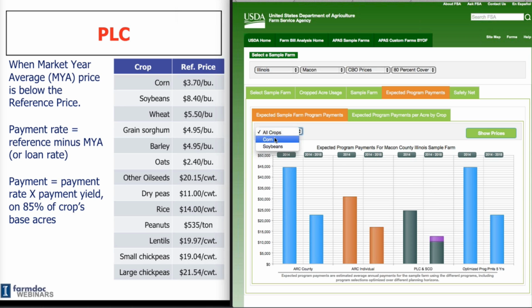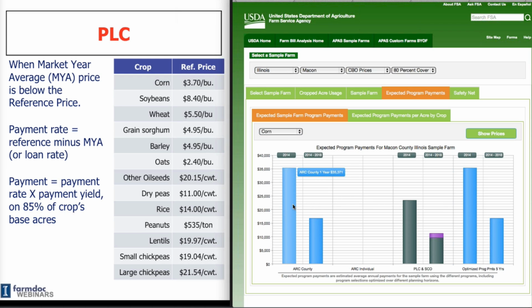We can break it down by corn. So in corn, we're expecting pretty large payments for ARC County in 2014. Then these are the average for 2014 through 18. Coming over here, this is price loss coverage. ARC Individual goes away because ARC Individual is a whole farm policy. It includes all crops. ARC, PLC, then PLC average over these 5 years.